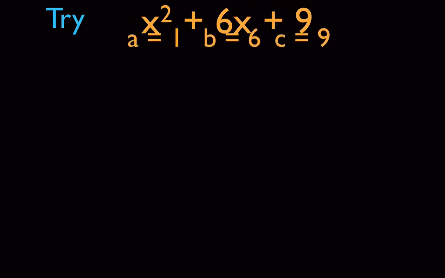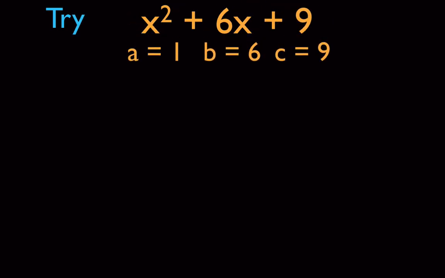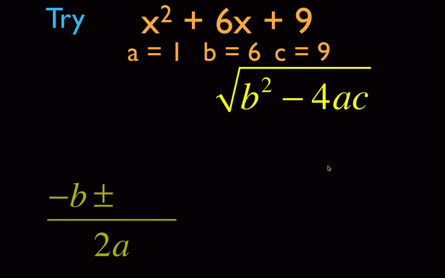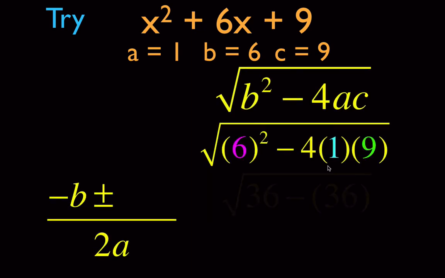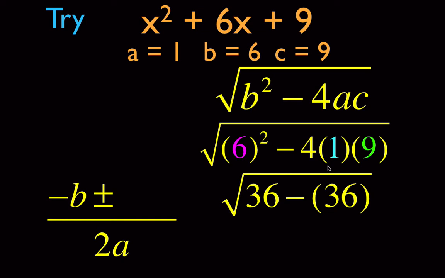Okay, we're going to do another problem here. A is 1, B is 6, C is 9. As you can see, plugging them in, you end up with 36 minus 36. That's 0. Okay, this is why I want you to be smart about this.